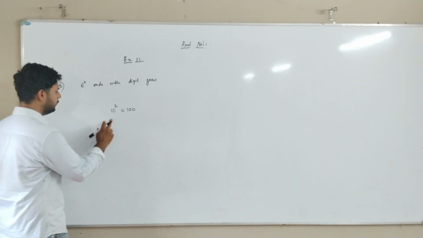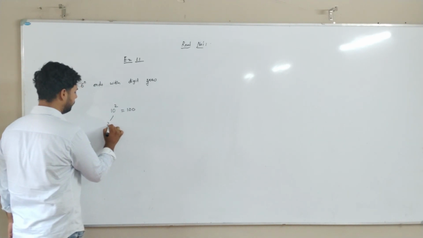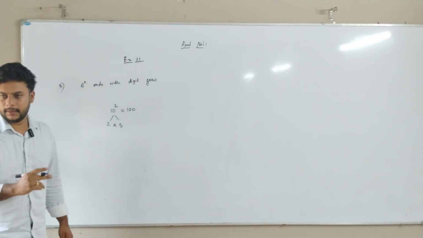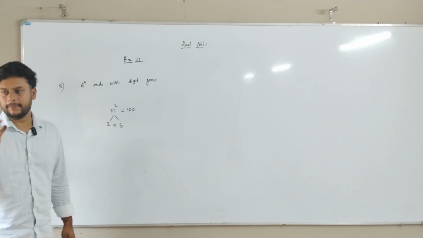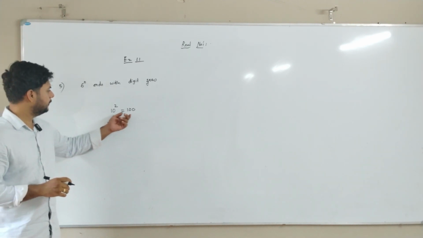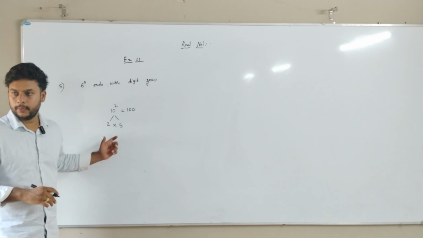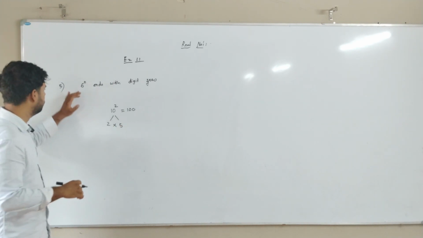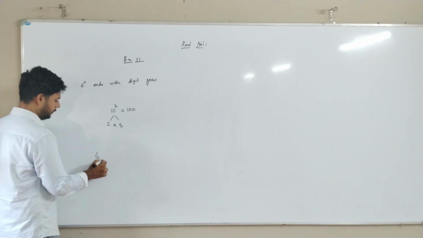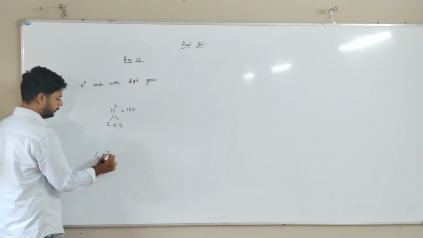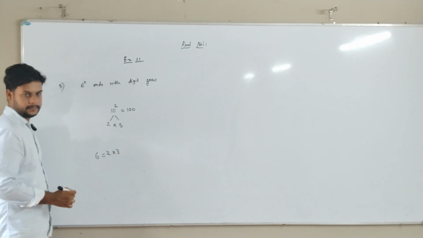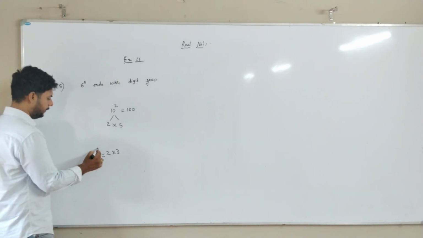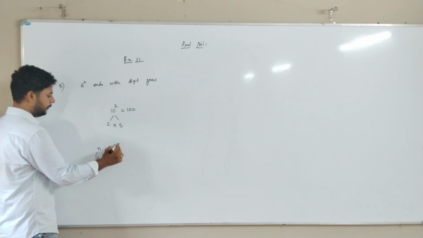When can it end with 0? 10 is 2 into 5, so its prime factors are 2 into 5. Whenever the prime factors are 2 into 5, the number will end with 0. If 2 into 5 is not seen, it cannot end with 0. Now in case of 6 power n, the prime factors of 6 are 2 into 3. 2 threes are 6. So 6 power n will be 2 into 3 whole power n.